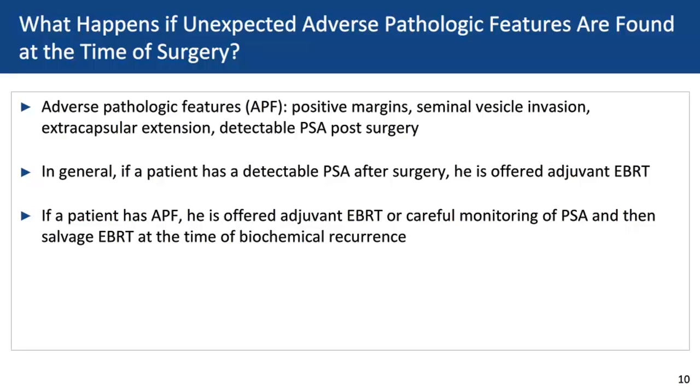If a patient has an adverse pathologic feature, he can be offered adjuvant external beam radiation therapy or careful monitoring of PSA, and then salvage external beam radiation therapy at the time of biochemical recurrence, meaning when the PSA starts to go up. A PSA should be 0 after radical prostatectomy.